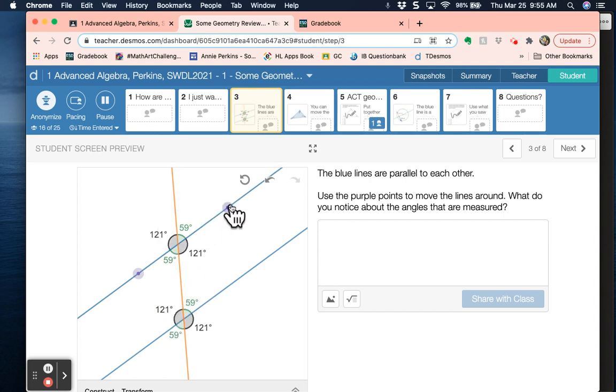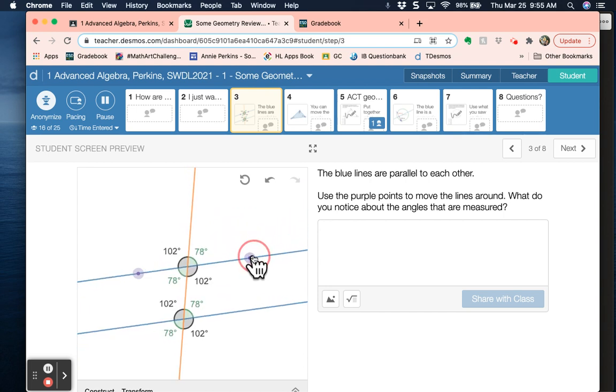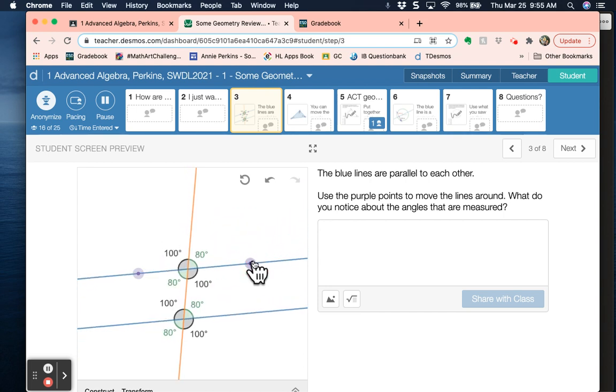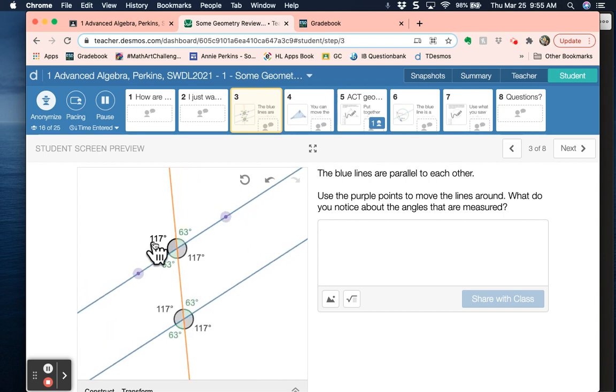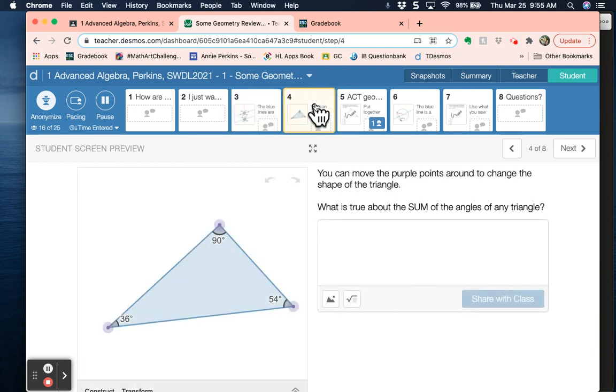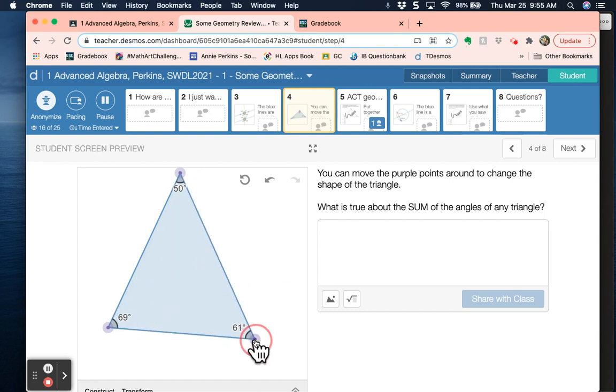The other thing to note is that when you add those two angles together, you will always get 180, right? 100 plus 80 is 180. 117 plus 63, also 180. That's really all I need you to know there. And then screen 4, this is just a reminder that it doesn't really matter what your angles are here, if you add those 3 angles together, you're also going to get 180. So the sum of the angles in a triangle is 180 degrees.